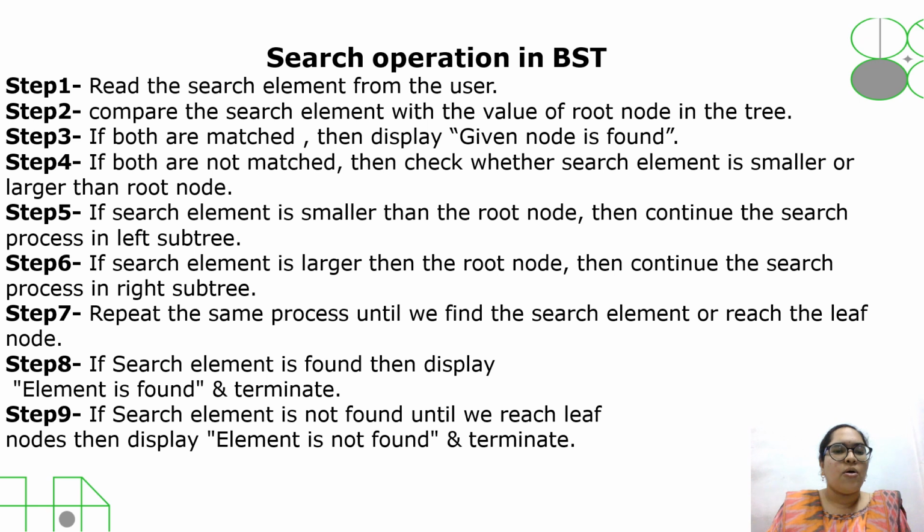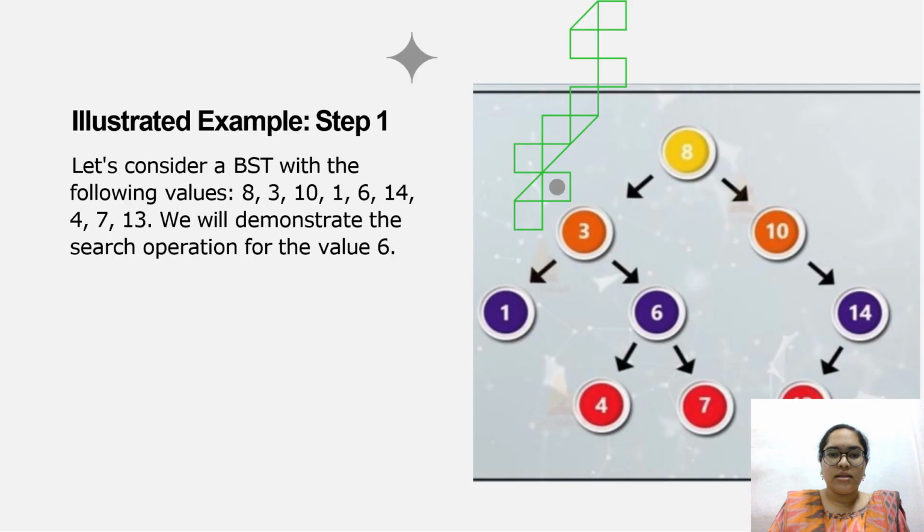So this is all that I have in this slide. We will further understand this with an example. Let us take the following numbers as a binary search tree: 8, 3, 10, 1, 6, 14, 4, 7, 13.